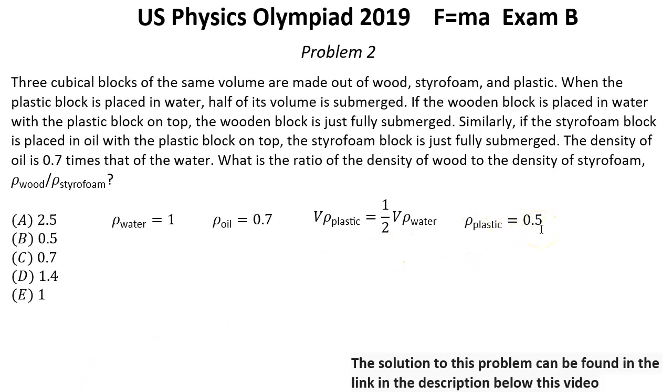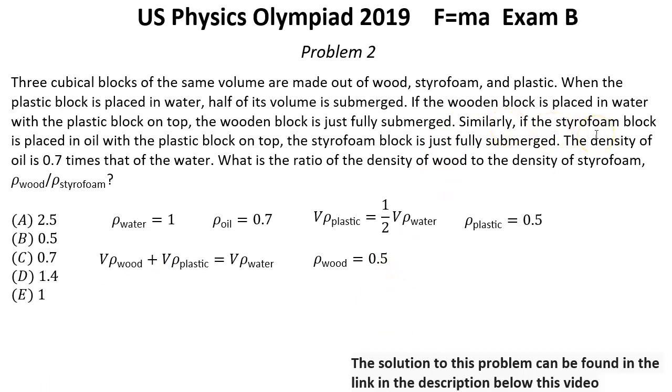If the wooden block is placed in water with the plastic block on top, the wooden block is just fully submerged. We can write the equation: volume V multiplied by rho wood plus volume V multiplied by rho plastic equals volume V multiplied by rho water. Here we know rho water and rho plastic, and rho wood equals 0.5.